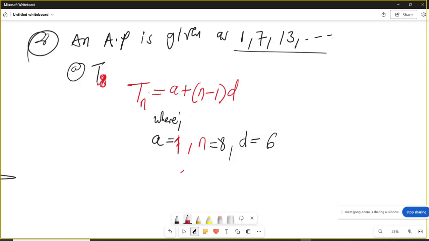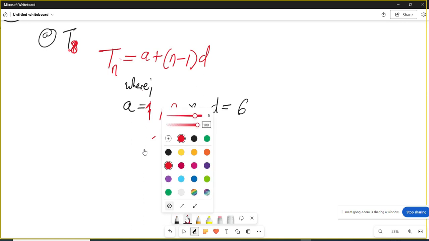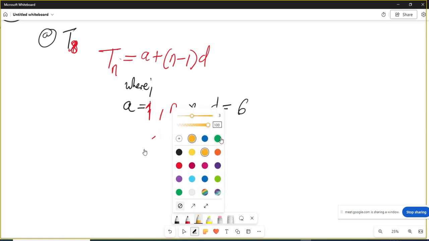So remember, we are looking for the 8th term. We need to know how to substitute and where to substitute. Very important. All right, a minute, I just want to change the ink color. Want to bring green a bit.